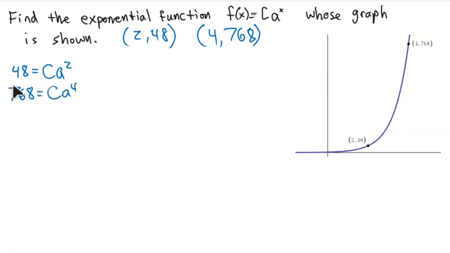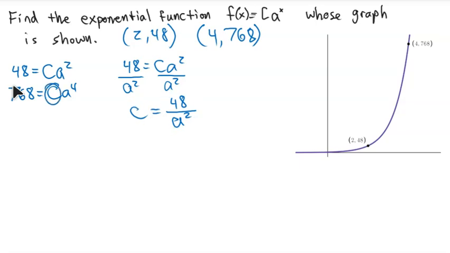So we're going to solve for c first. We have 48 is equal to c times a squared. We're going to divide by a squared on both sides, and we get c is equal to 48 over a squared. Now that we have c, we're going to put this 48 over a squared in for c in the other equation. So 768 is equal to, in place of c, 48 over a squared, just like we did in the last example, times a to the 4th power.